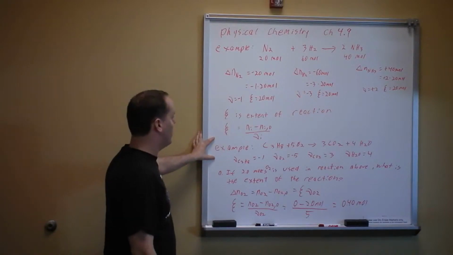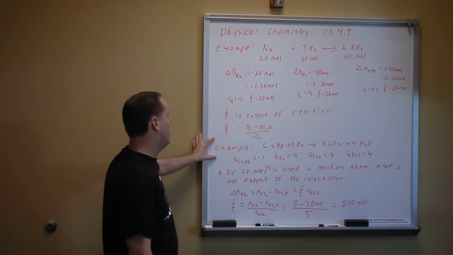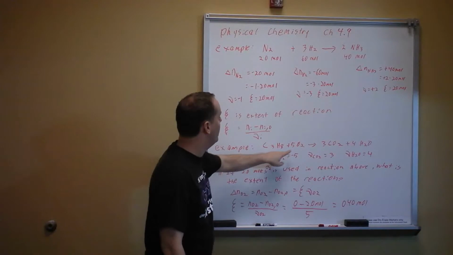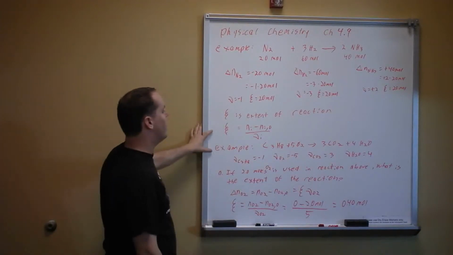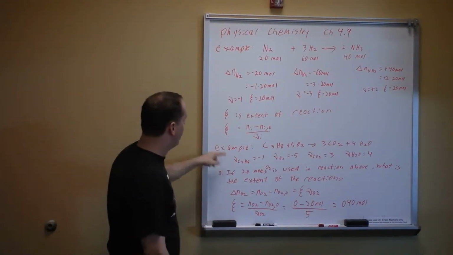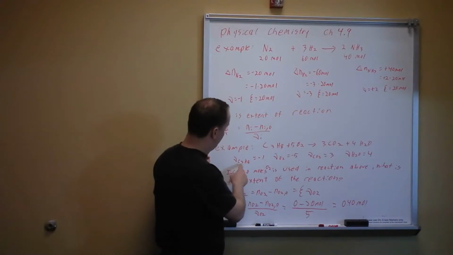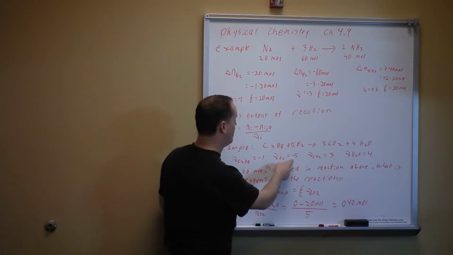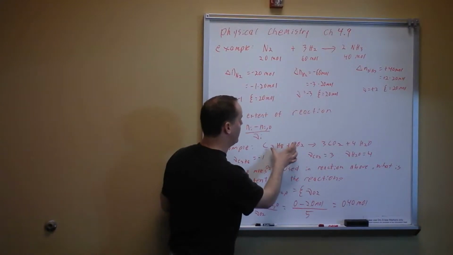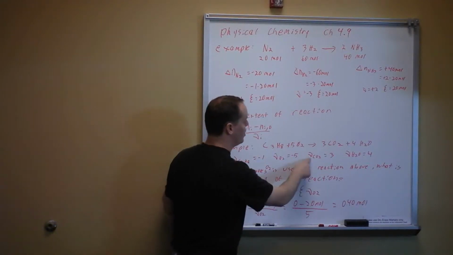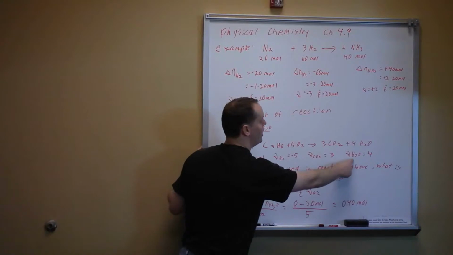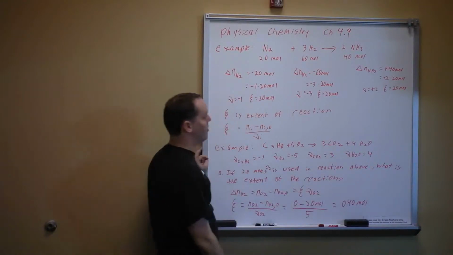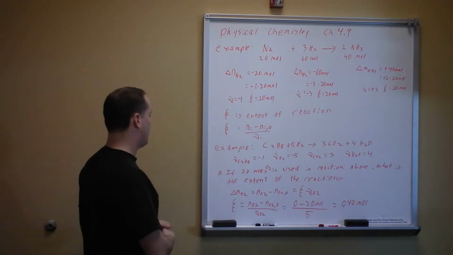Okay, let's do another example here. Let's say we're going to burn propane with oxygen and get carbon dioxide and water. And so we're going to have nu for the propane is equal to minus 1. Nu for the O2 is equal to minus 5, because those are negative, because those are reactants. Nu for the CO2 is positive 3, and nu for the water is positive 4 because they're products.